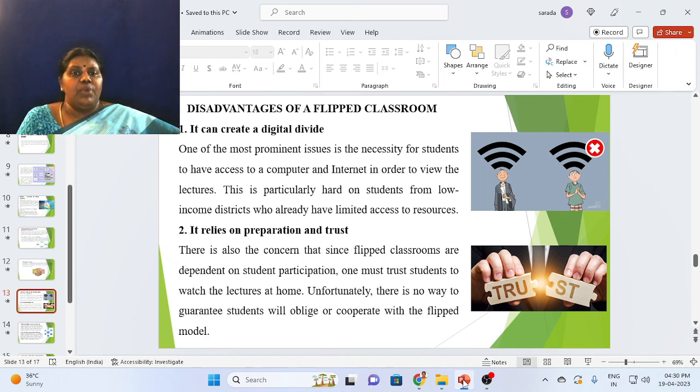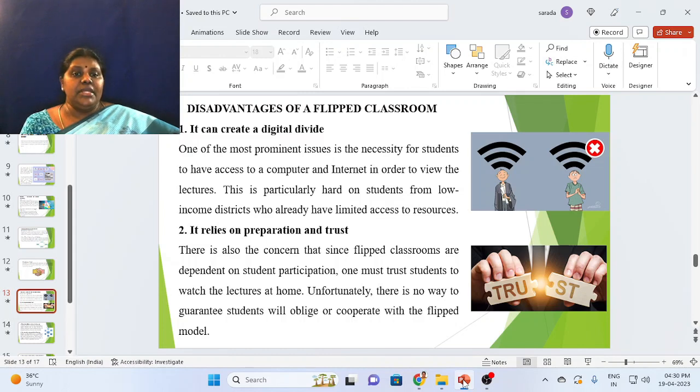As we discussed the advantages, let us discuss what are the disadvantages of a flipped classroom. It can create a digital divide. One of the most prominent issues is the necessity for students to have access to a computer and internet in order to view the lectures. This is particularly hard on students from low income districts who already have limited access to resources.